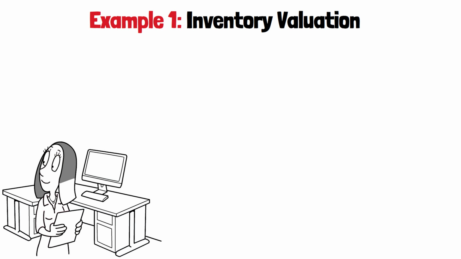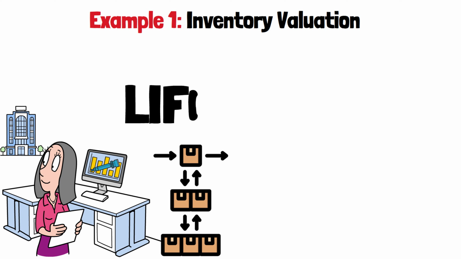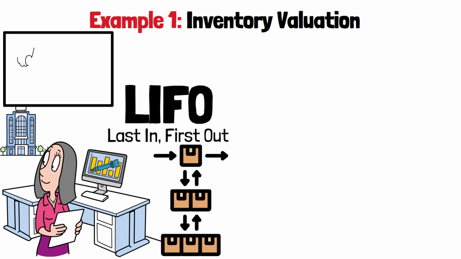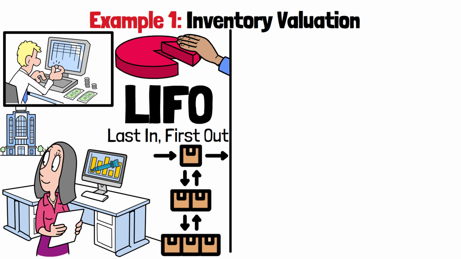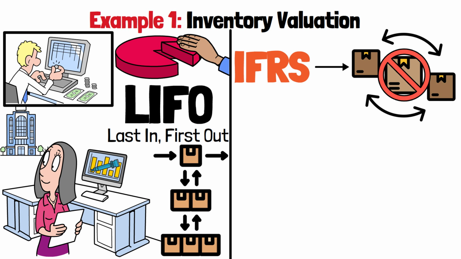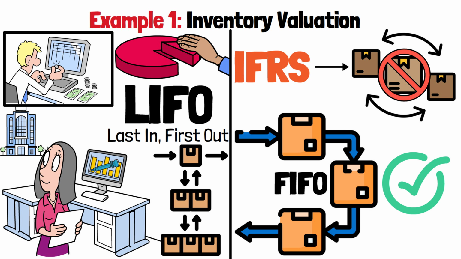First example, inventory valuation. Under US GAAP, companies are allowed to use LIFO, last in, first out. That means the most recently purchased inventory is recorded as sold first. Under IFRS, LIFO is not allowed. Companies must use methods like FIFO, first in, first out, or weighted average.